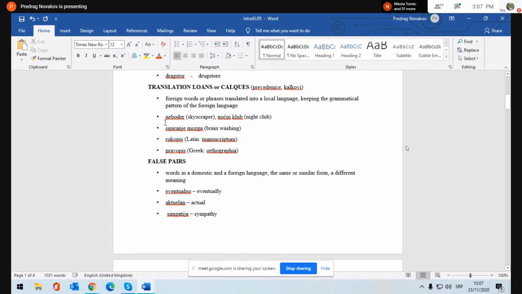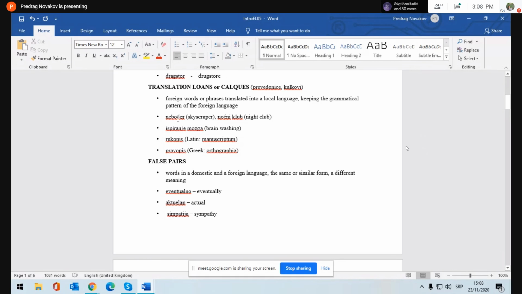So like in the following examples, neboder, it is literally skyscraper, okay? Noćni klub, nightclub, it seems that it was literally translated from English, okay? Ispiranje mozga, brainwashing. And now we have two words, rukopis, pravopis, which are not borrowed, not translated from English, but you can actually see this. Rukopis, manuscriptum from Latin, literally hand writing, okay, pisanje. Pravopis, Greek, ortho, prav, ispravan, grafia, pisanje, pis, okay?